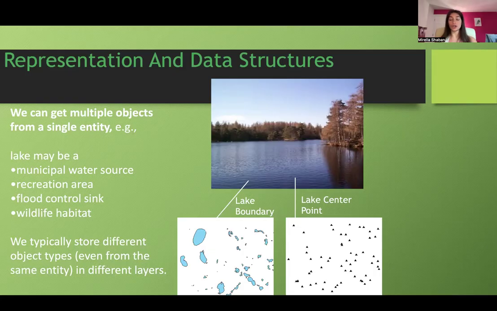But maybe we want to show it as where the center point of that lake is instead. Maybe we're not interested in what the actual boundaries are. Maybe we're just interested in there's a lake here, here, here, and here, and we just need to know the amount of lakes within a certain area. Maybe we just need to get a count, per se. Whereas when we use a polygon for lake boundaries, maybe we're trying to understand the difference between sizes of lakes.